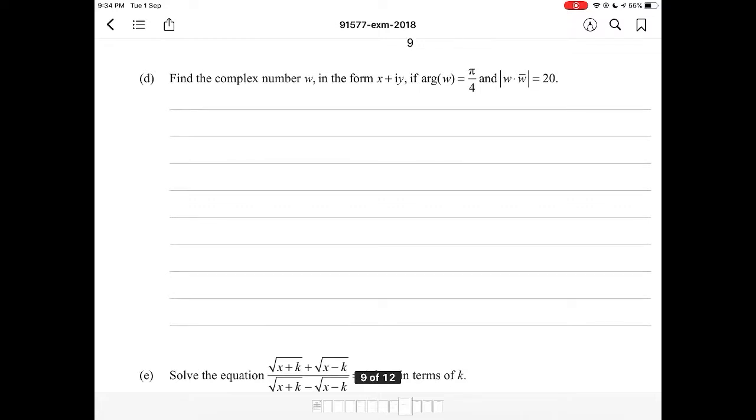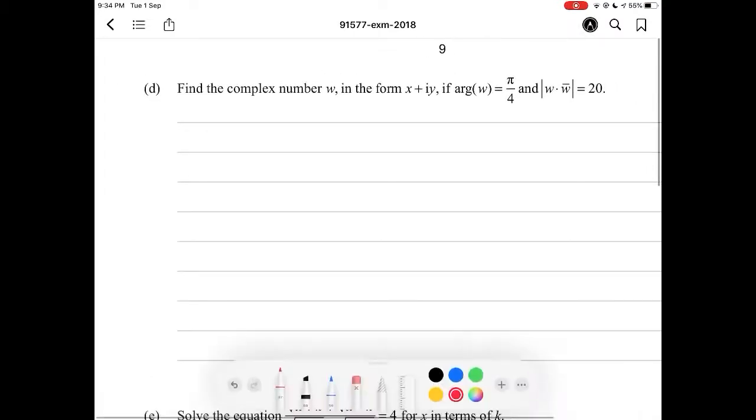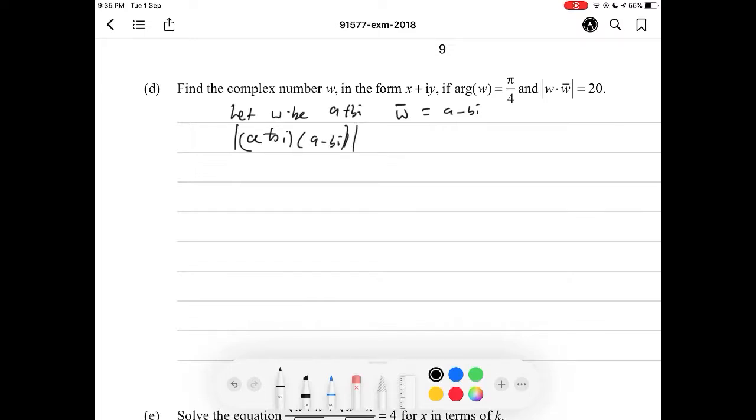Question D. Find the complex number w in the form x plus iy if the argument of w is pi over 4 and w times the conjugate of w is 20. Okay, so we'll say let w be a plus bi, so the conjugate of w equals a minus bi. So we have a plus bi multiplied by a minus bi, modulus of this equals 20.